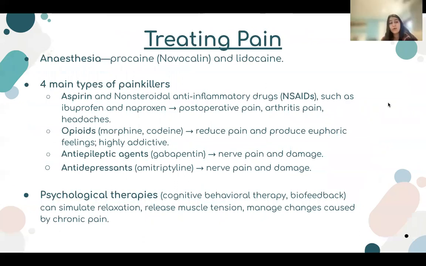To treat pain, one can ingest anesthesia or painkillers. Examples of painkillers are aspirin, opioids, or antidepressants. Another option is to go through psychological therapy.